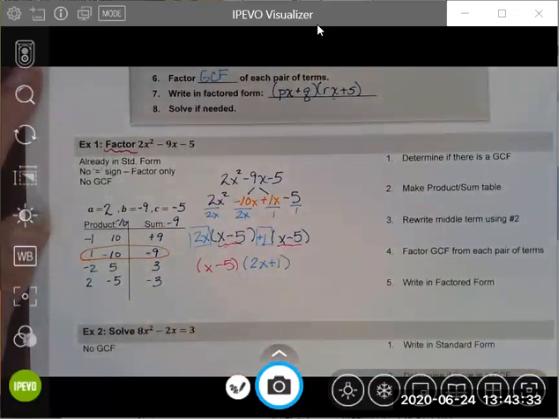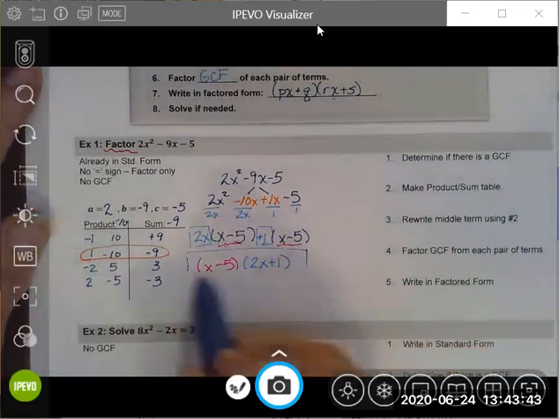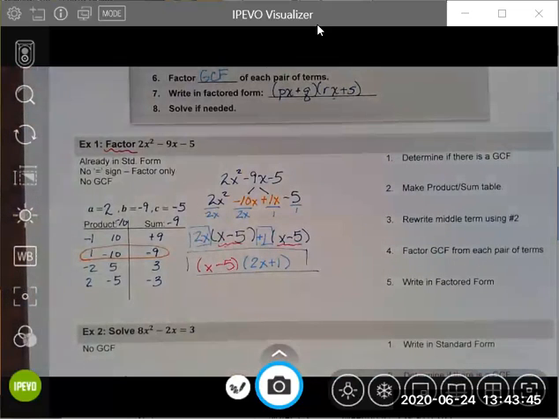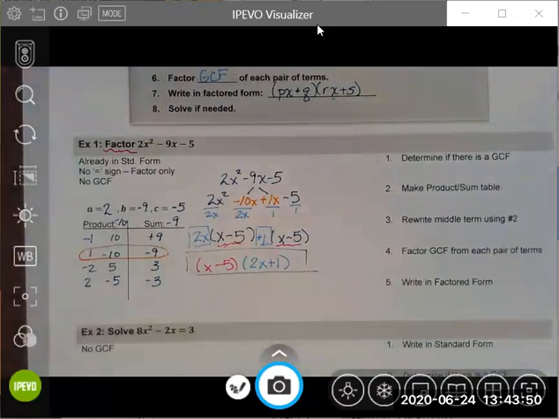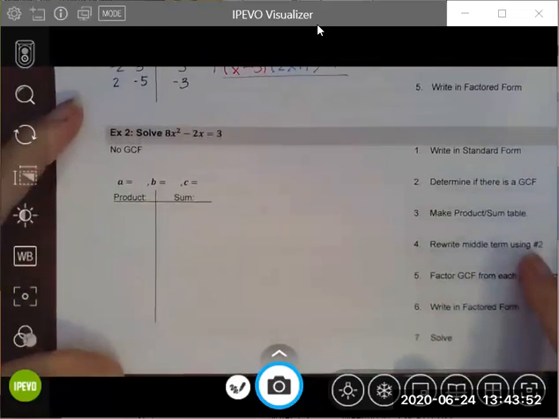And by doing that, we have factored this quadratic using grouping, and we have written it in factored form. And that actually is it. We are done. All right, should we try another one? Let's see what the next one brings.